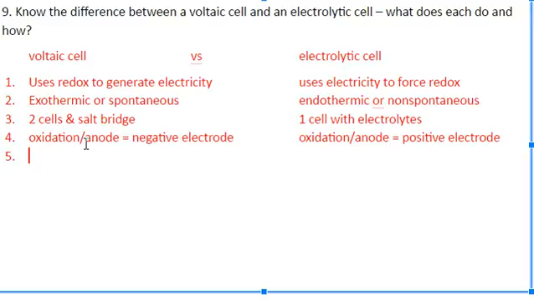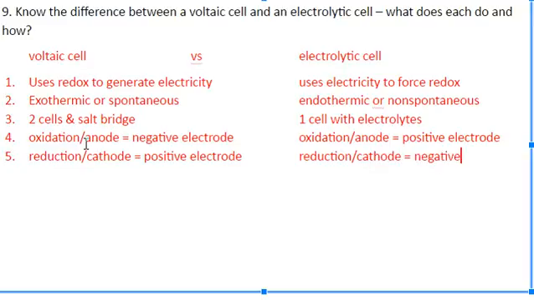And then just the opposite is true, that reduction, or the cathode, is at the positive in the voltaic cell, and reduction for the cathode is at the negative in the electrolytic cell. Now, if they're asking for 2 different differences, 4 and 5 won't be 2 different differences, because if the oxidation is occurring at the negative, then it doesn't take a lot of reasoning to figure out that reduction would have to happen at the positive.